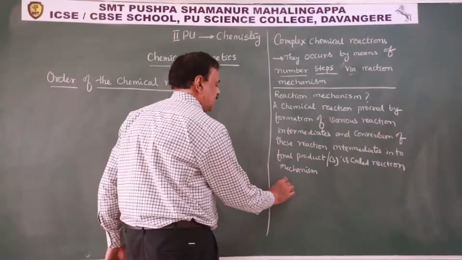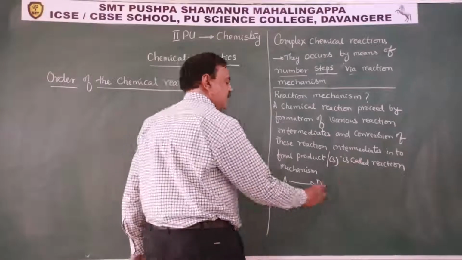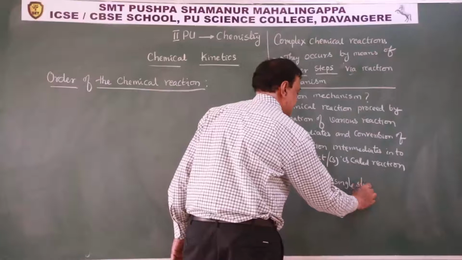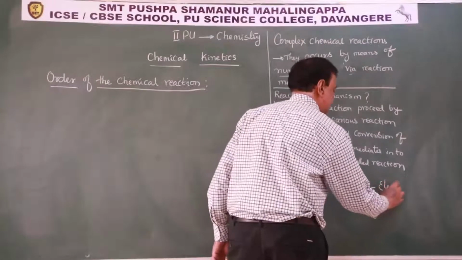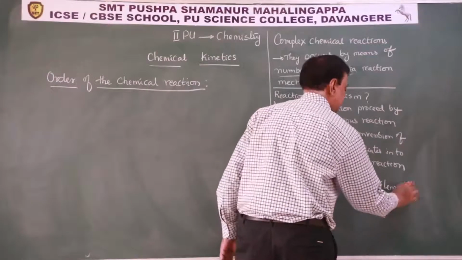For example, A is the reactant, and directly it gives rise to P in a single step. That is called an elementary reaction.